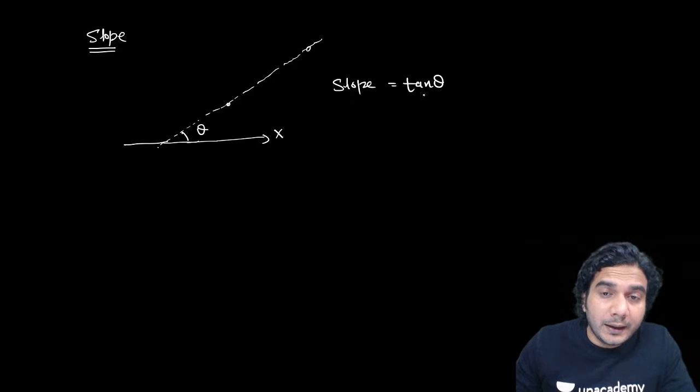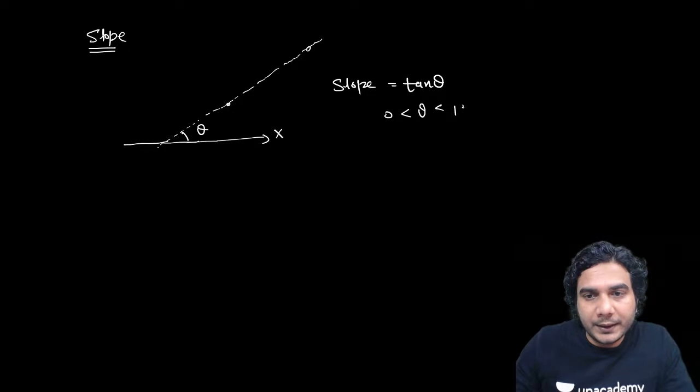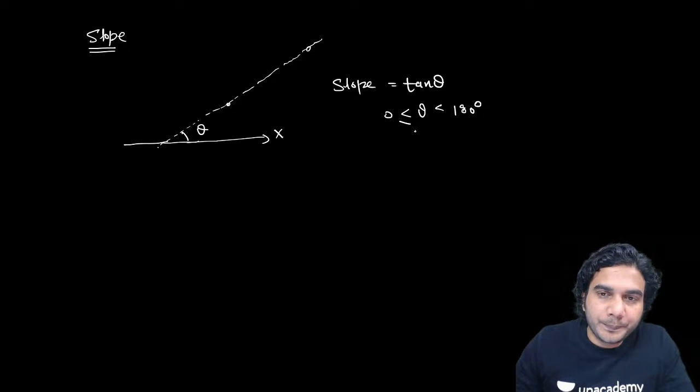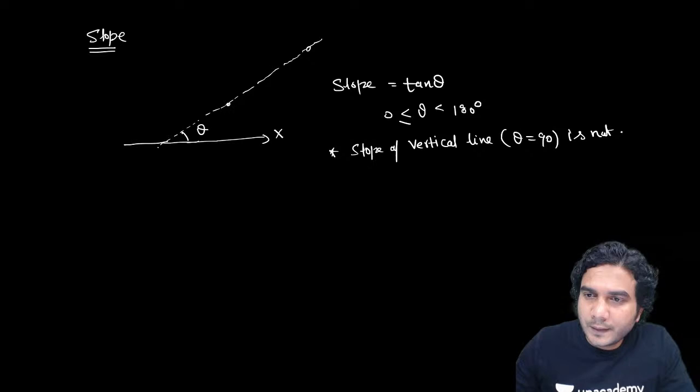So if line is inclined at an angle of theta with positive direction of x-axis, then tan theta is called slope, where theta is between 0 to 180 degree. 0 is included and 180 is excluded. And one more important point, slope of vertical line is not defined. Slope of vertical line means theta is equal to 90 is not defined, because tan 90 is not defined, right? Simple.